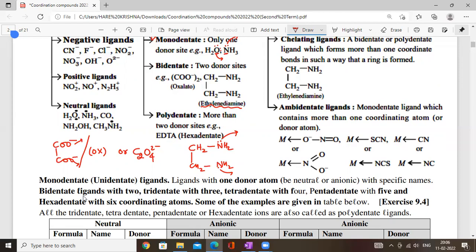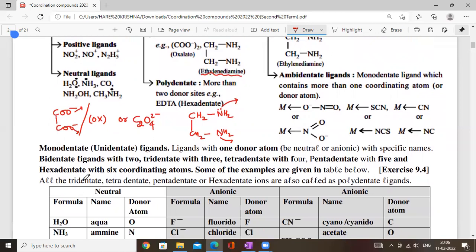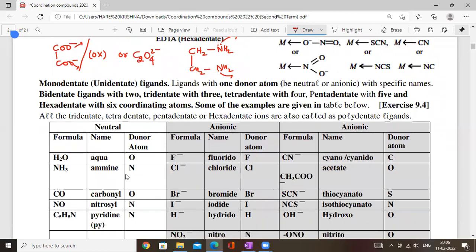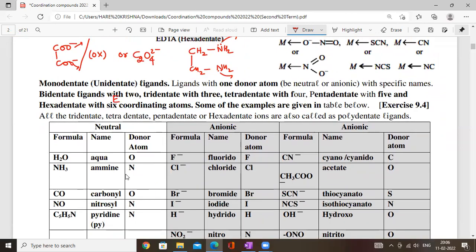pentadentate, and of course one of the best examples, which I'm going to take up right now, of hexadentate with six coordinating atoms is EDTA, which is actually called ethylenediaminetetraacetic acid, that we will be discussing right now.